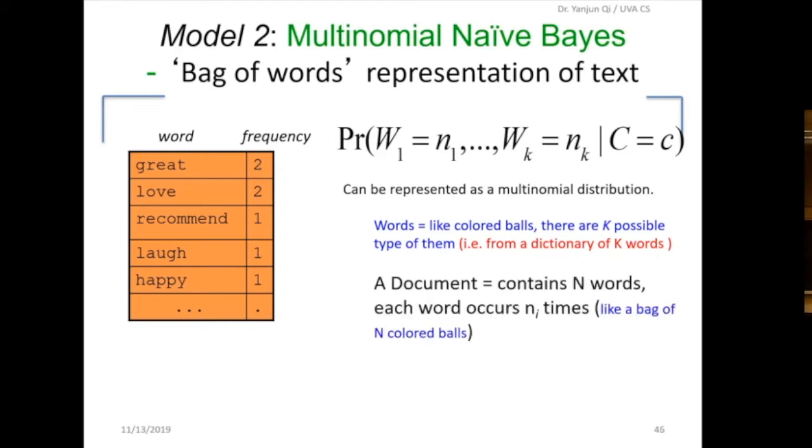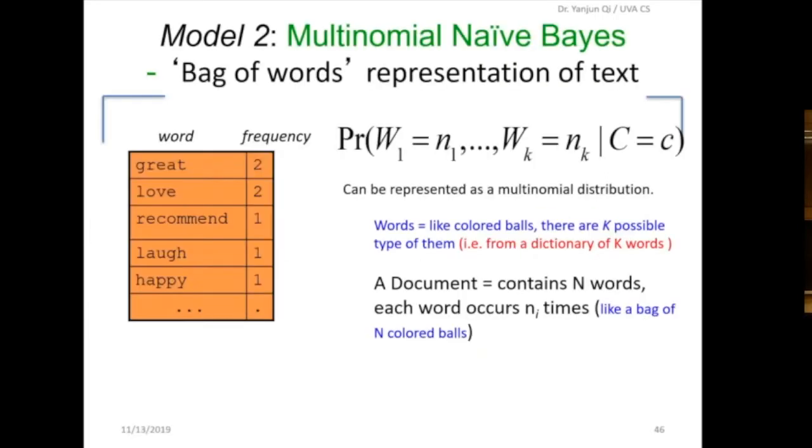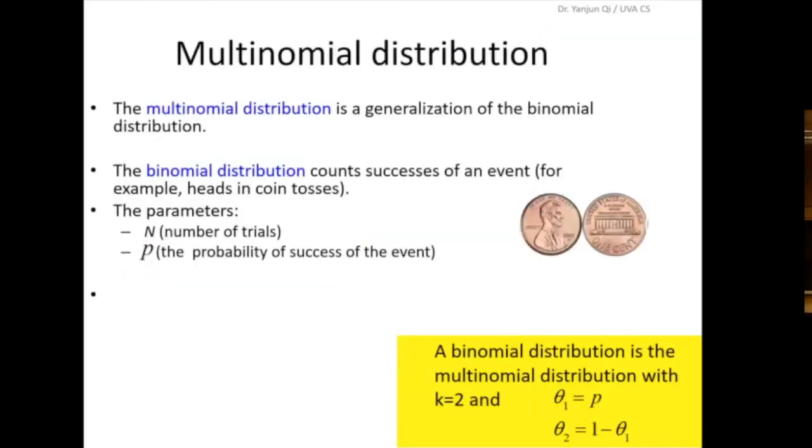And in total, for a document that contains a capital N words, each word occurs n_i times, like a bag of N colored balls, right? How do you represent its probability? A very classic probability function to model this type of count vector is the multinomial distribution. So before I talk about multinomial, let's cover binomial, because we understand Bernoulli.